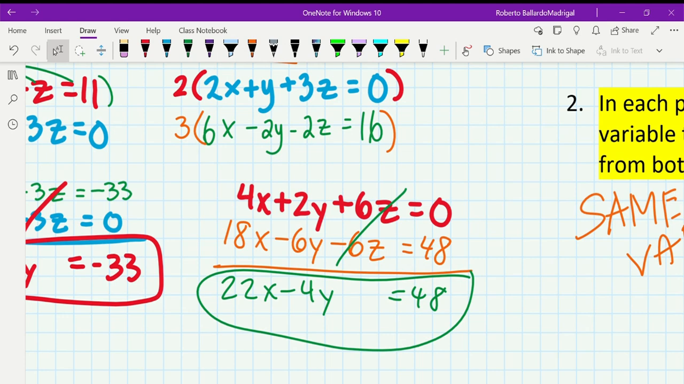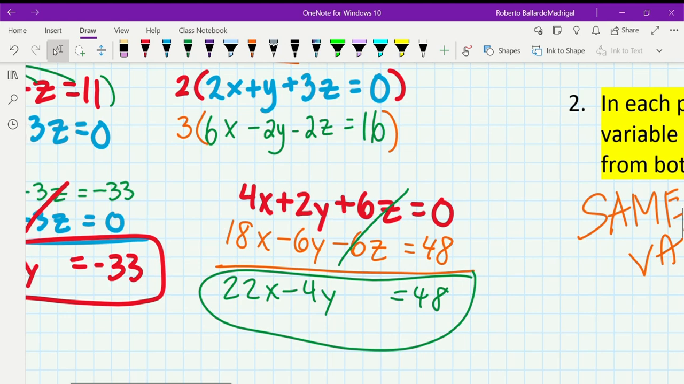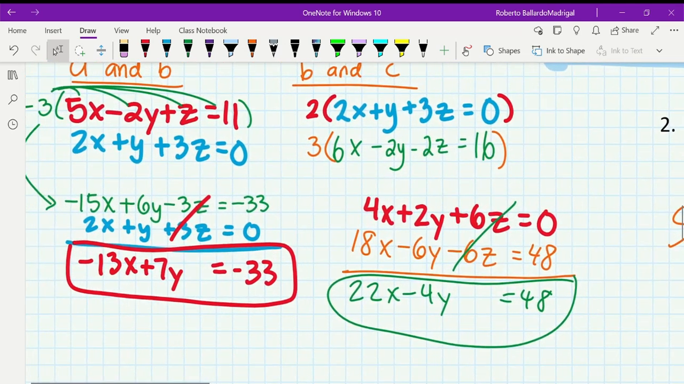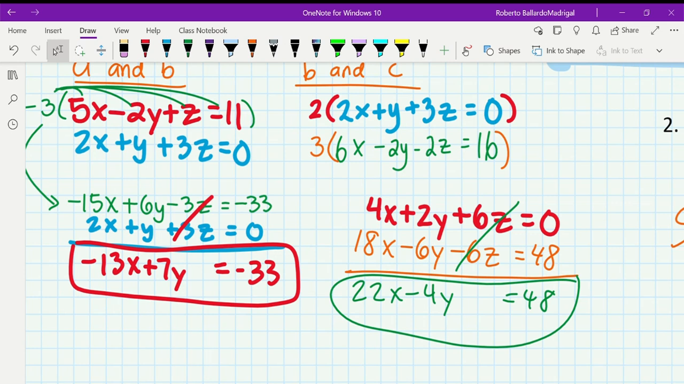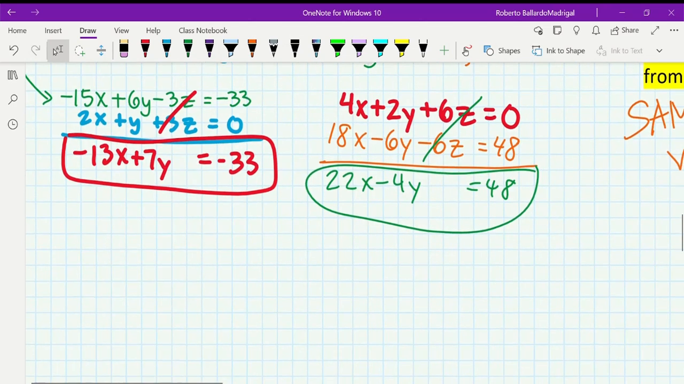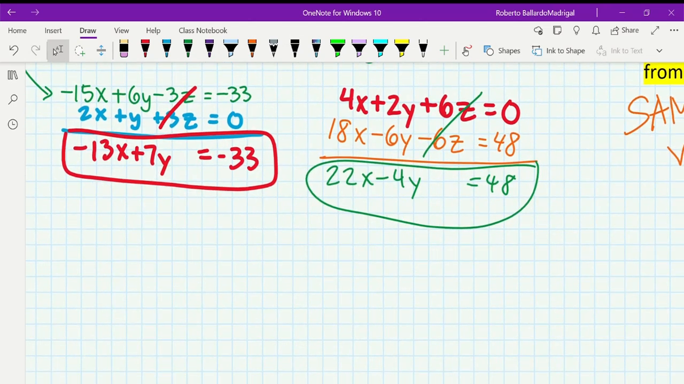So everything we just did, guess what we have to do? We're going to do it again. But this time, we have a new system of equations that only contains two variables, x and y. Okay? So I'm going to do the following. Ready? We're going to make a new system.